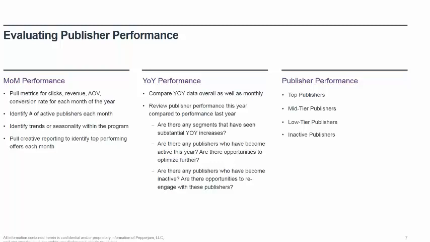I always recommend segmenting your publishers as well. So I have some example segments over here. For your top publishers, you may want to separate things as mid and low tier publishers, or maybe you just want to have a mid-tier level. And then your inactive publishers, so publishers that aren't generating any clicks or sales for the program. So especially at this time of year, it's good to take a look at who all the publishers are in the program and get an idea of what their value is to the program as well.